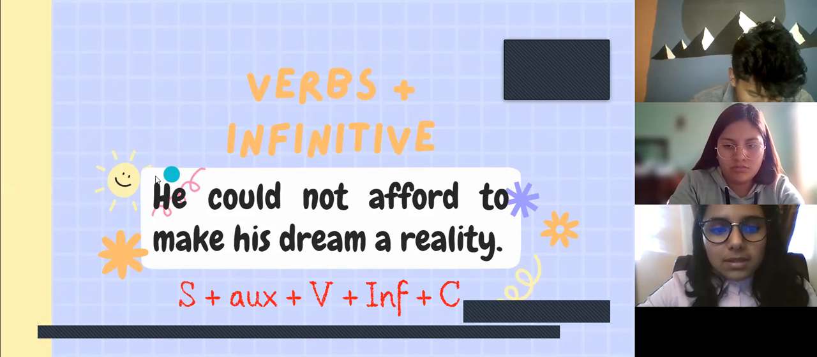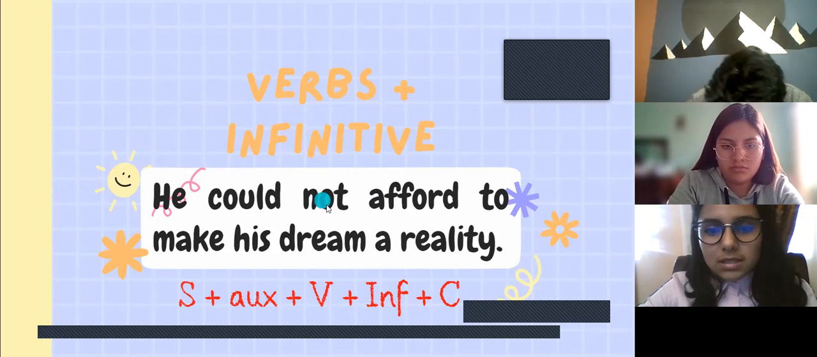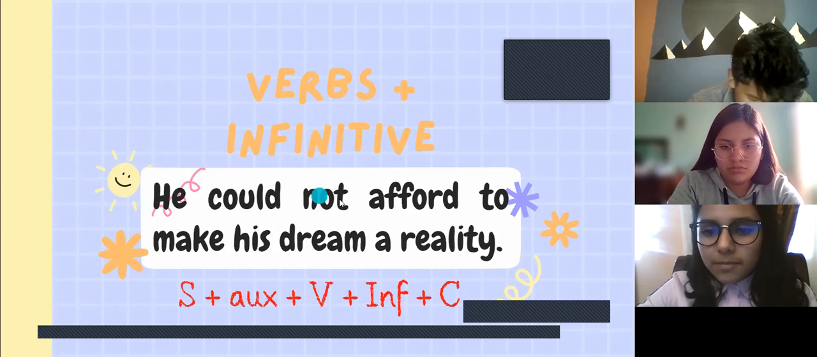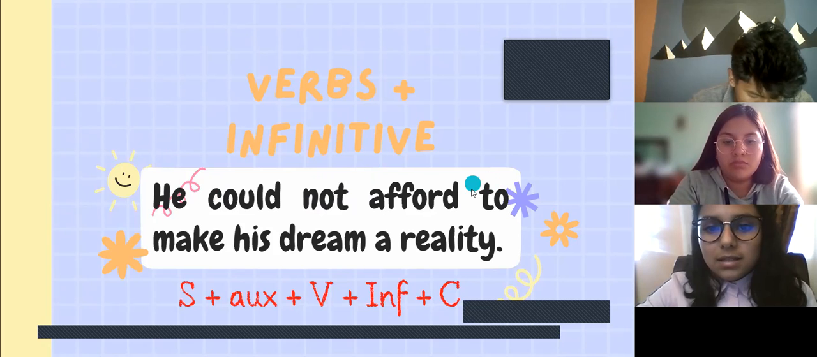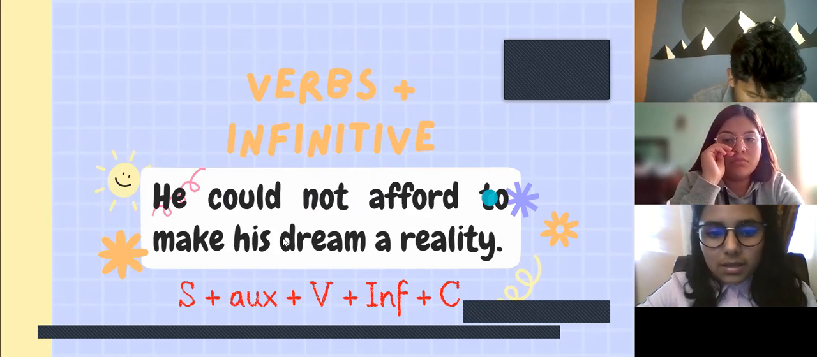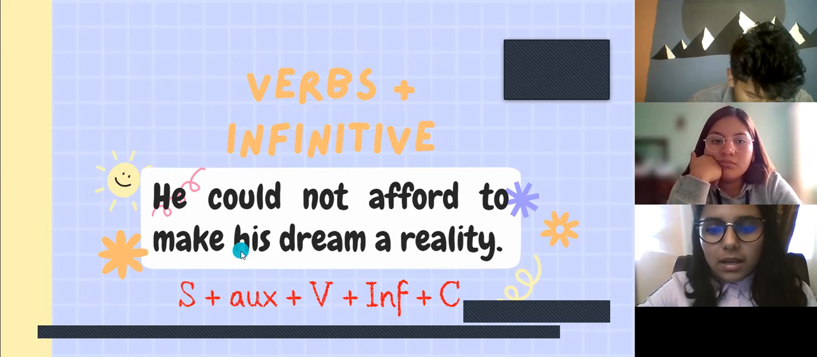First, we have the subject, that is he, and then we have could not, in this case an auxiliary, and then we have the first verb, that is effort. Then we have the second verb of the sentence, which is in infinitive form, that is to make. And then we have the complement of the sentence, that is his dream a reality.